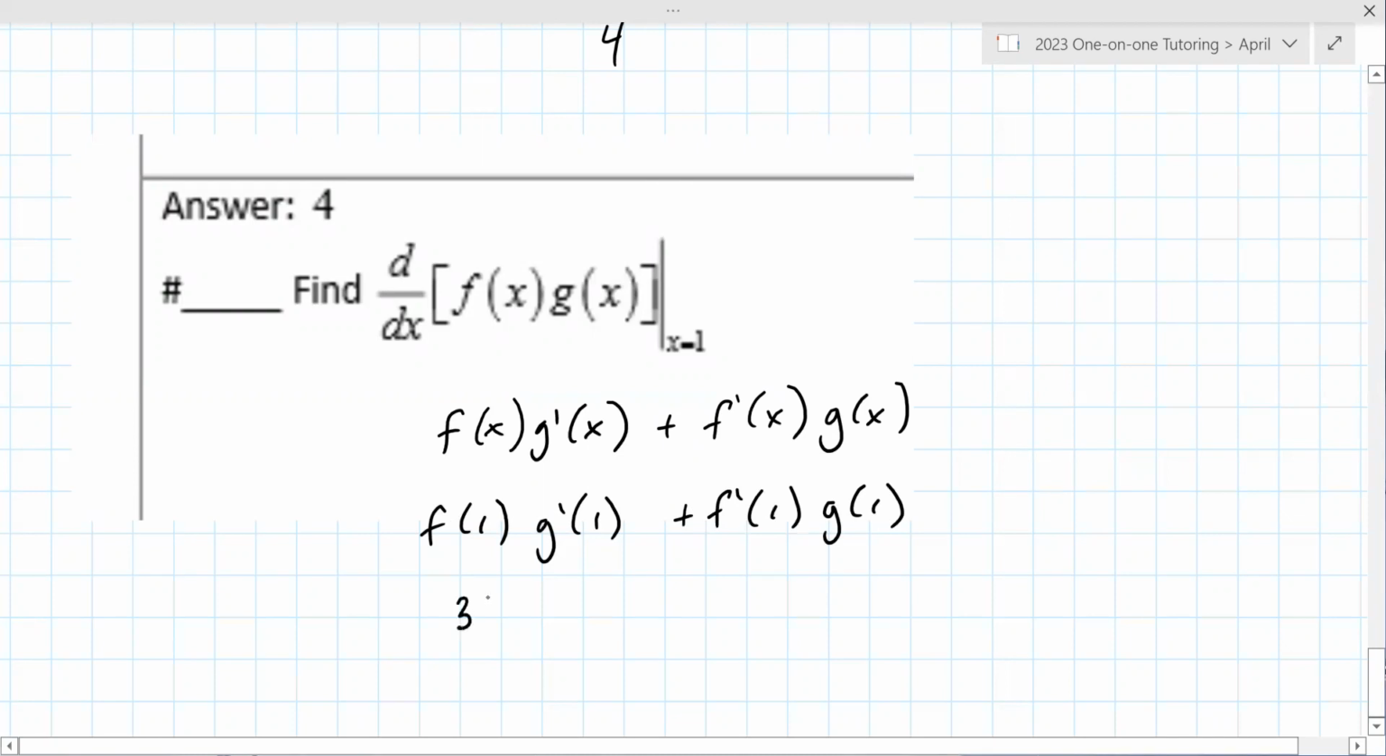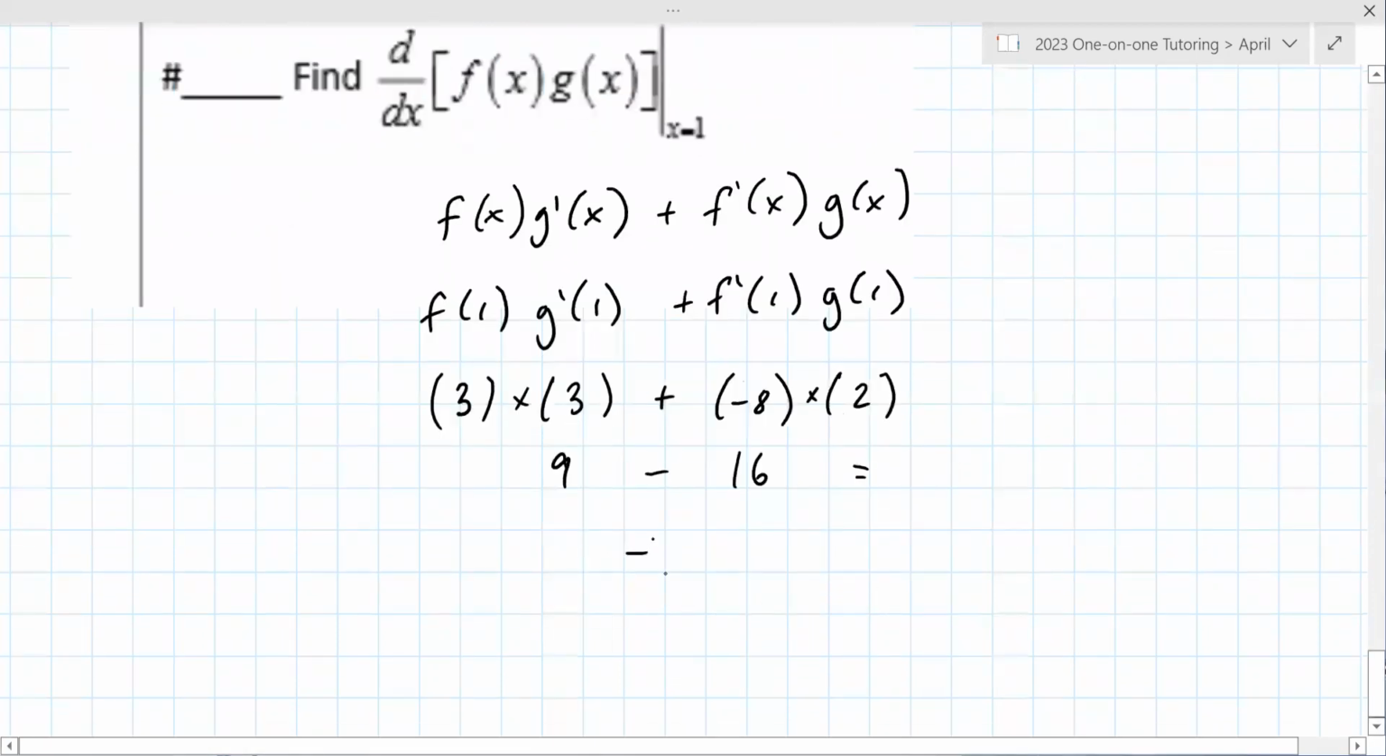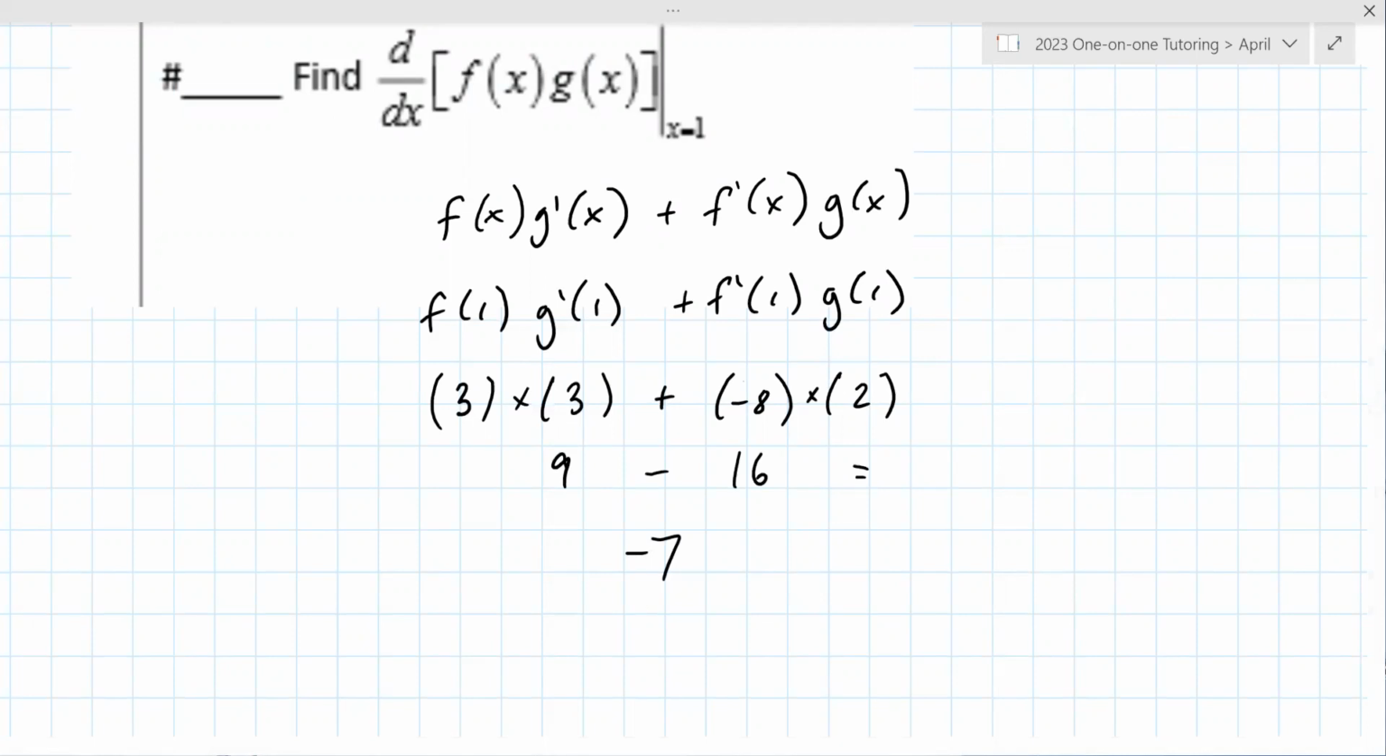So f of 1 equals 3. G prime of 1 equals also 3. F prime of 1 equals -8. And then G of 1 equals 2. Good. So it was 9 minus 16, which equals -7. Okay, very good. And then it's on the second page, bottom middle right. Yep.